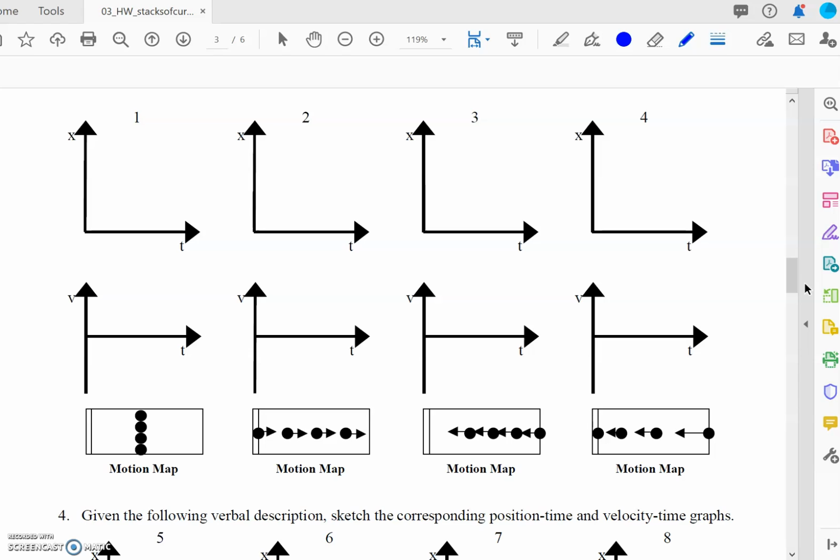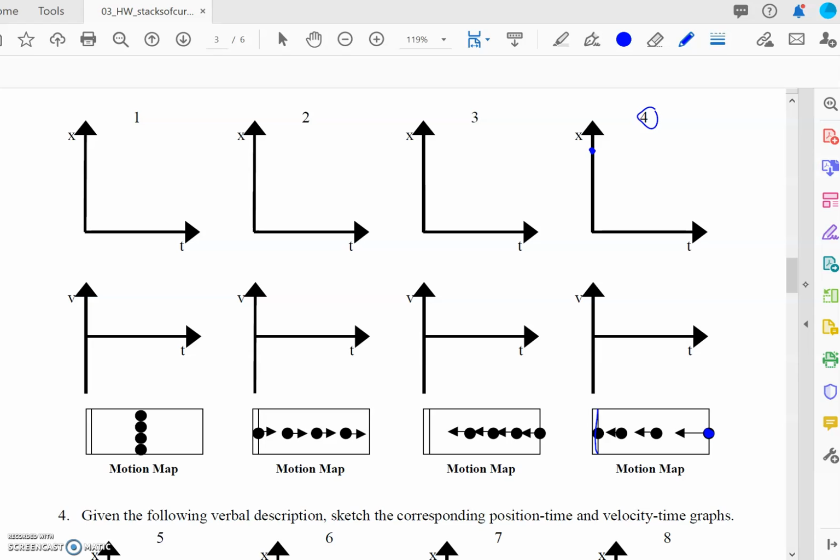Okay, so this time you have the motion map. I'm going to do number 4 this time. Start with the motion map and sketch the 2 graphs that go with it. So I'm going to start with the position time graph. This object starts at a location that's to the right of the origin. This line here represents the origin. So I'm actually going to start my position time graph somewhere in a positive location. And this object travels to the left, which is a negative direction.